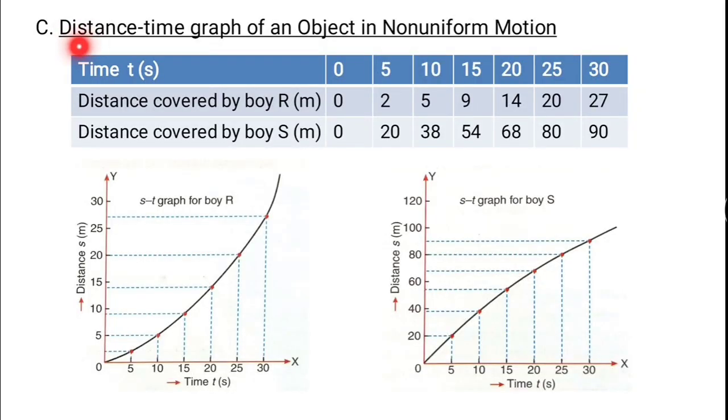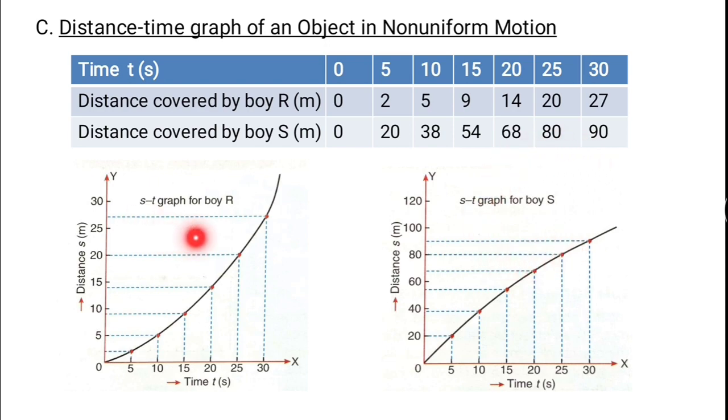Next is distance time graph of an object in non-uniform motion. Now students, you know non-uniform motion is that motion in which an object covers unequal distance in equal intervals of time. The following table shows the distance covered by boy R and boy S in equal interval of time along a straight line. From this data, we have the following graph of distance time for the boy R, and this is for the boy S.